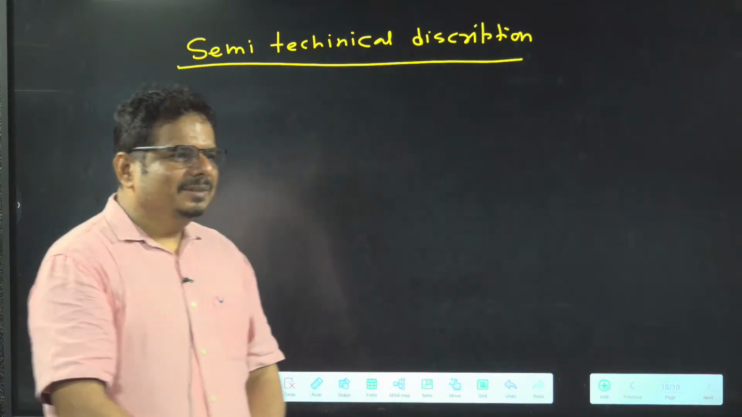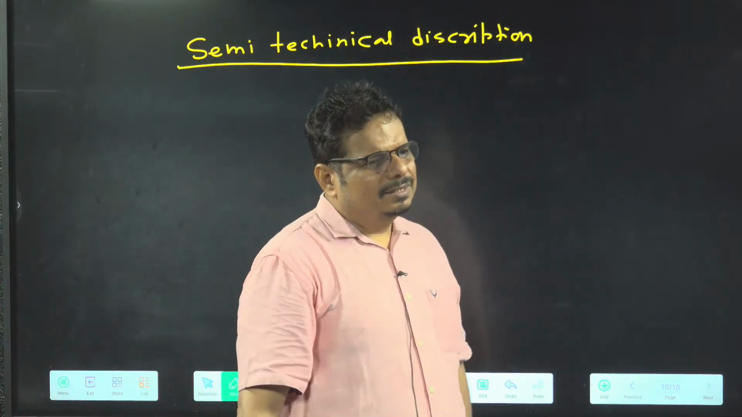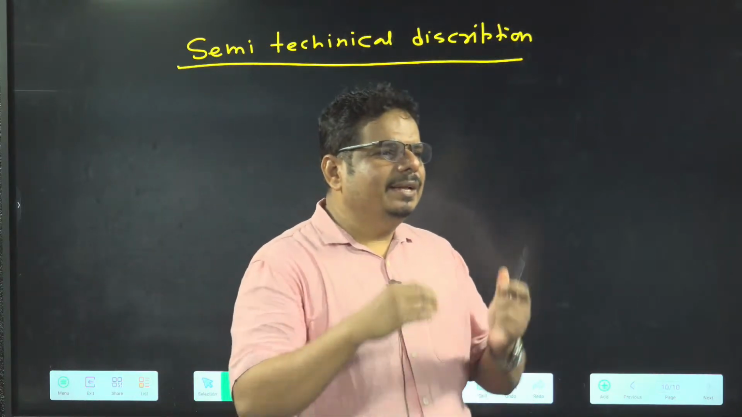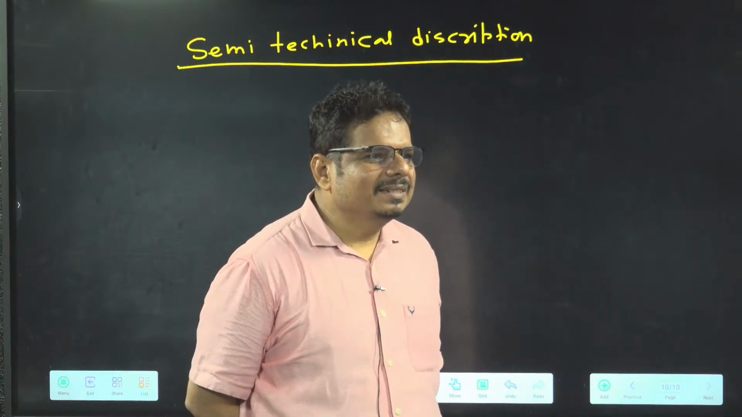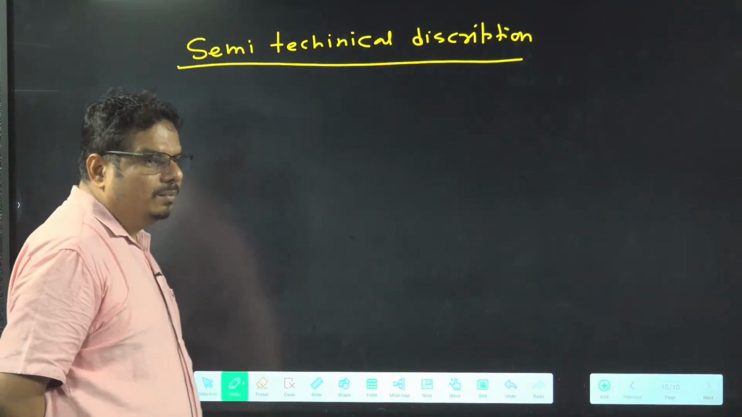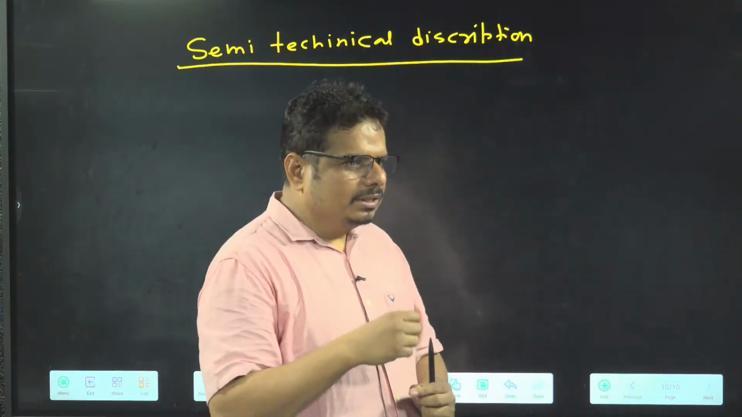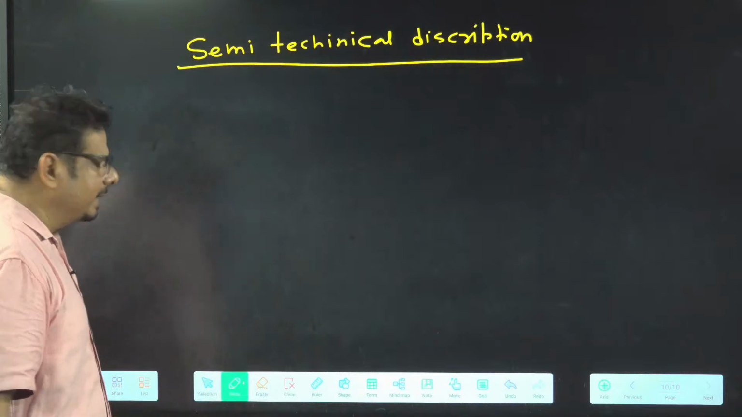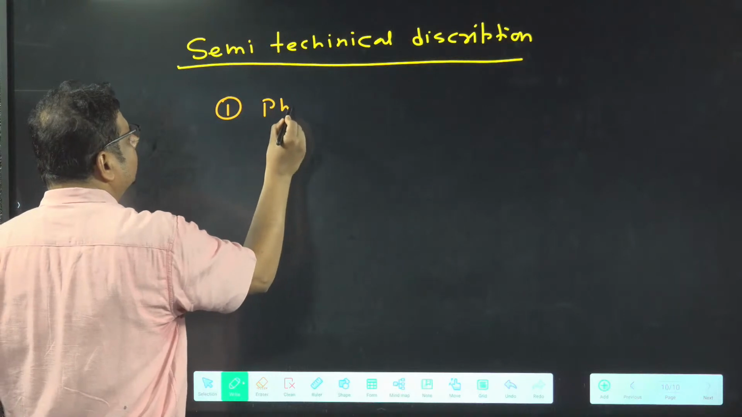Nothing great. Okay. So, semi-technical description of the angiospermic plant. Suppose I ask you a question: describe an angiospermic plant. How can you describe it? As a student of botany, your description must be biological, technical, na? You have to describe everything of the plant. So I am telling you the sequence we follow during the description of a plant. When we are describing a plant, the very first thing we talk about is phytogeography.